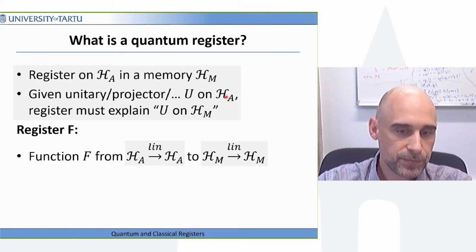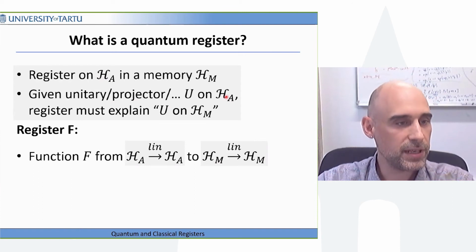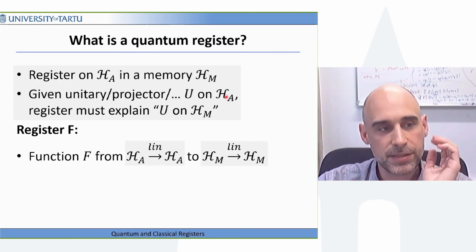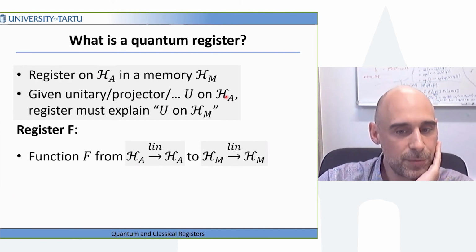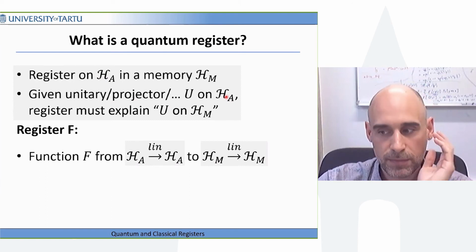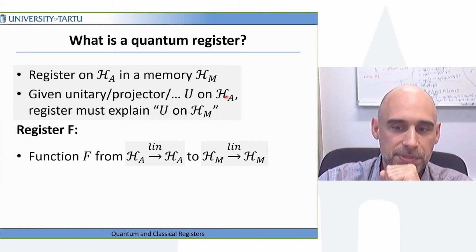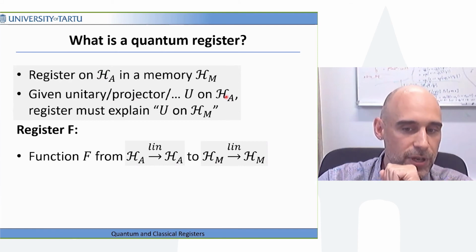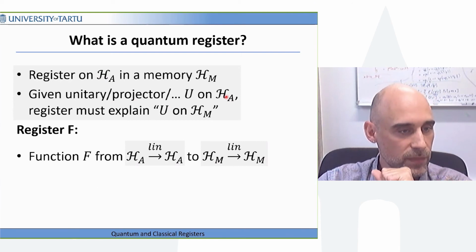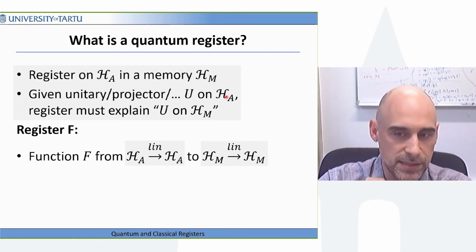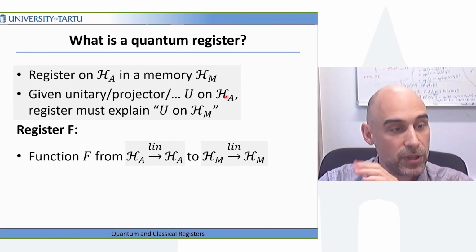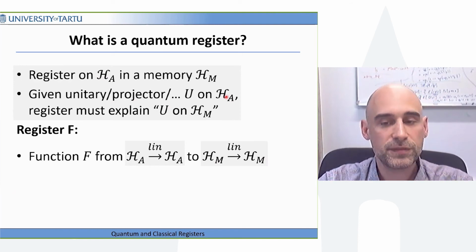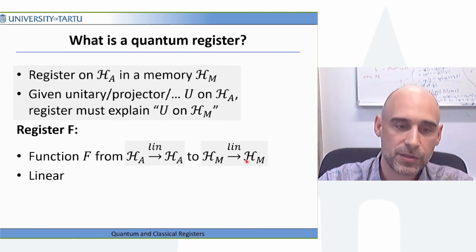So a register, and here I'm limiting myself to the finite dimensional case, but we can lift this to the infinite dimensional one with extra care, is just a function that takes any linear operation on the Hilbert space HA, which is the type of the register, and maps it to a linear operation on the space of all memories. So that is almost obvious, that a register should give that. But the point is that if we choose additional constraints wisely, we get a lot of desirable properties that solve the problems I have described before.